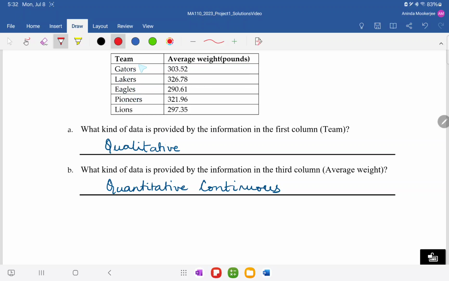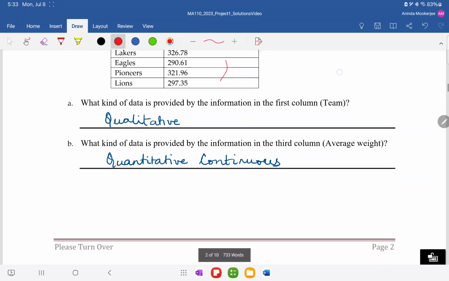This column here, this is qualitative, it's the names of the teams. So whenever we have data given to us in the form of names, it's qualitative data or categorical data. And then the last one, or the second column, the weights, is continuous quantitative or quantitative continuous. However way you want to write it, you do have to say it is continuous, right? Weight is a measurable variable, right? We measure weight, we don't count weight, we measure weight. So that makes it continuous quantitative or quantitative continuous, all right?